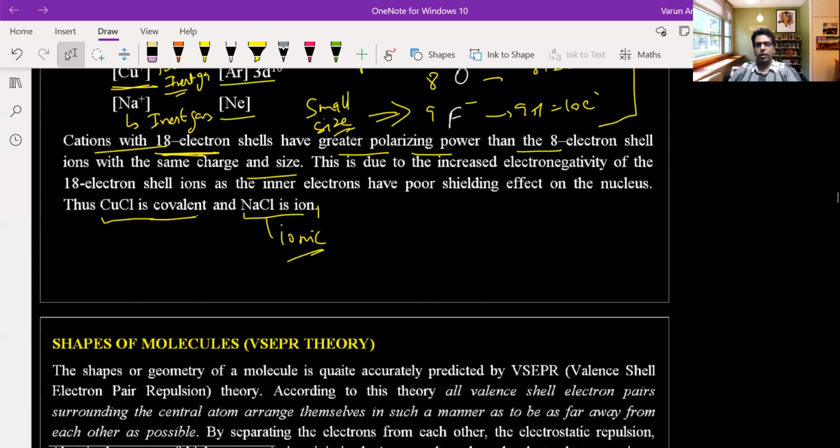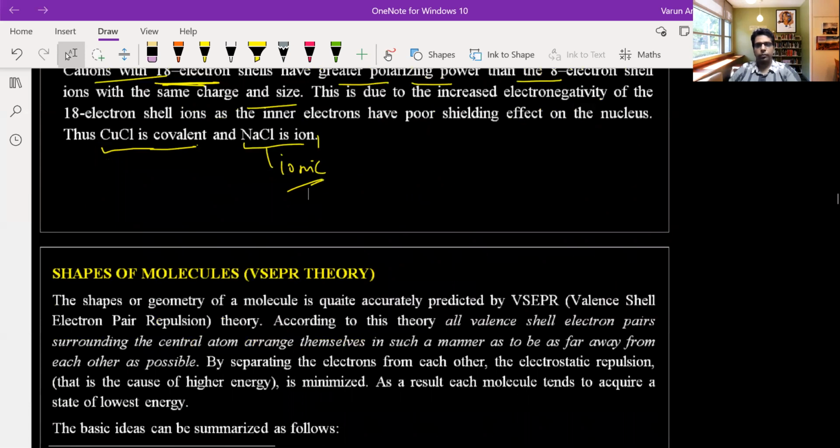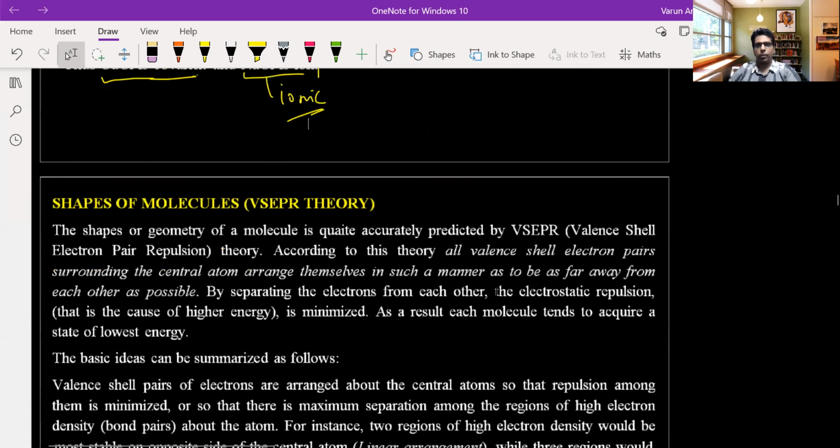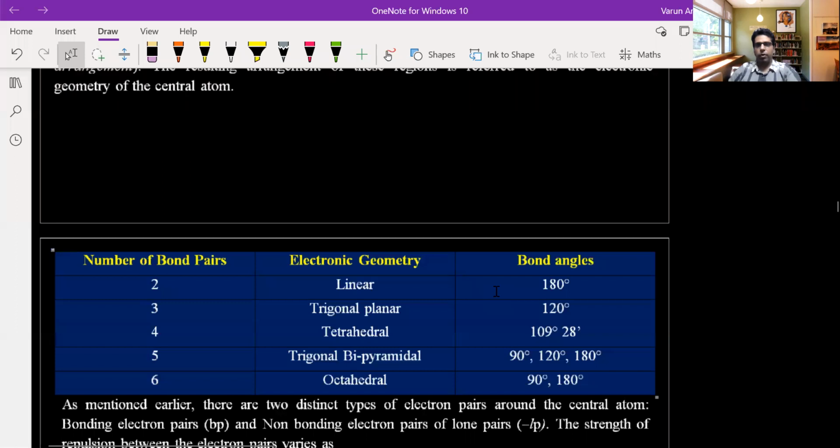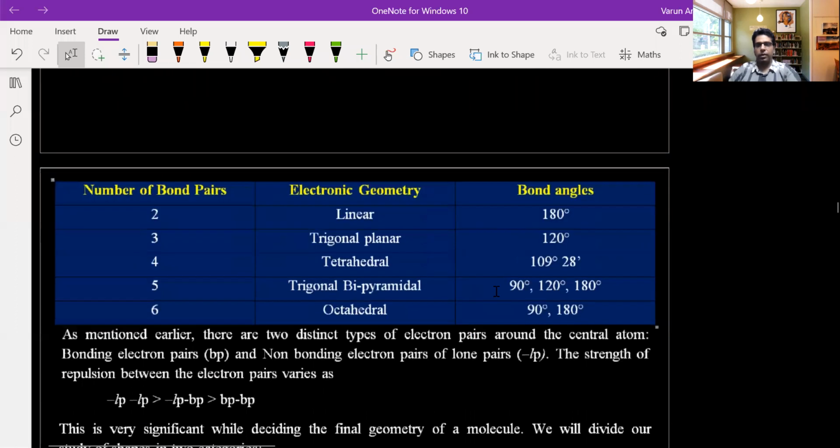Any doubts still over here? So in the next class, we'll be starting with valence shell electron pair repulsion theory. So most of the points of this theory I have already covered. So let me just go through the table again.